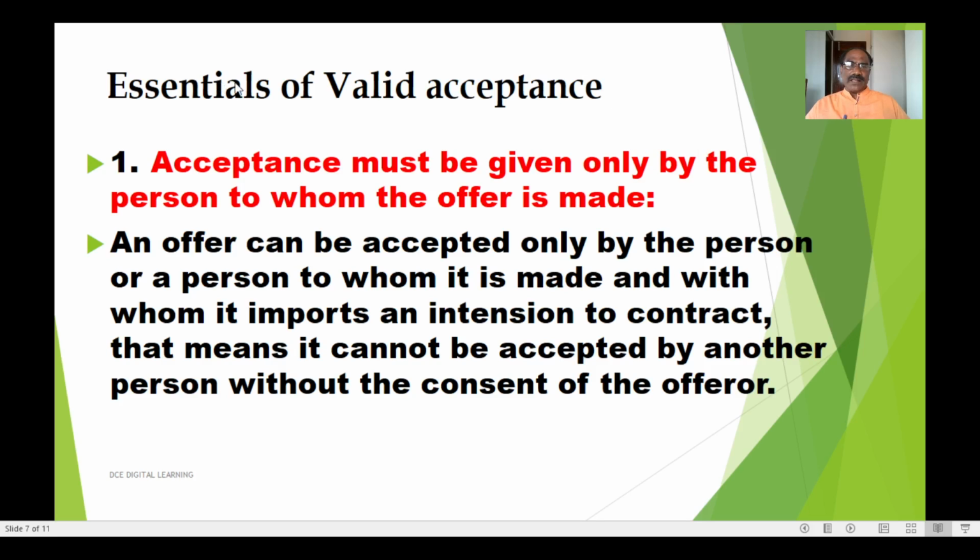Let us see one of the essential elements of valid acceptance in part 1 of this video, and the remaining essentials I will explain in the next video, part 2. First and foremost, an essential of valid acceptance is that acceptance must be given only by the person to whom the offer is made.